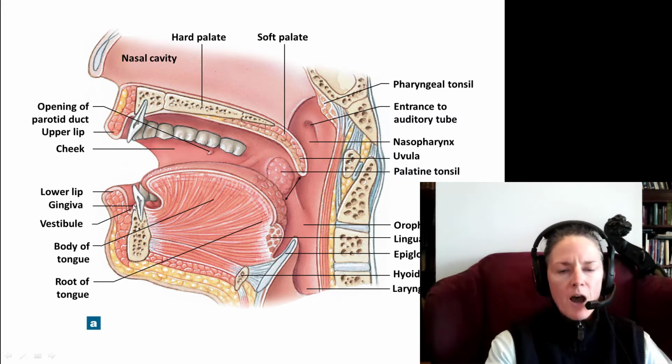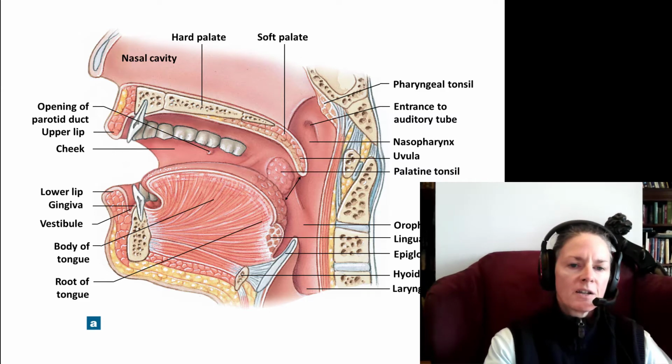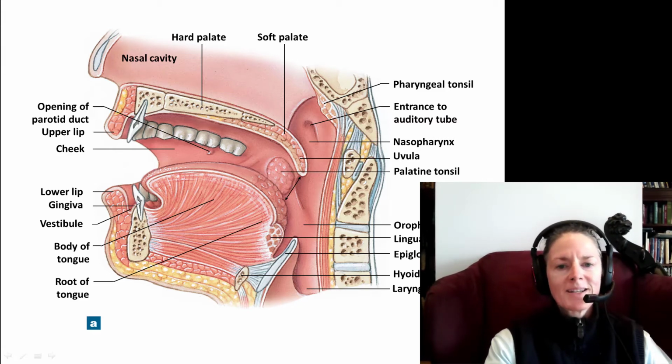This is a common problem that dentists encounter, as if you have a swelling of the gingiva, then the person is losing some of their connection holding their teeth into their mouth. So gingivitis is not a good thing.